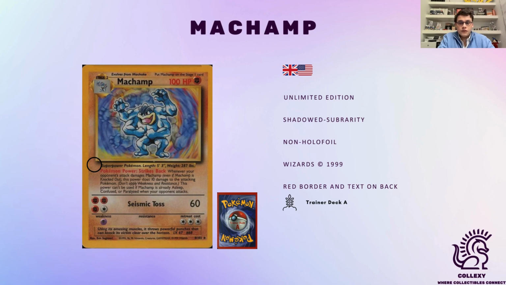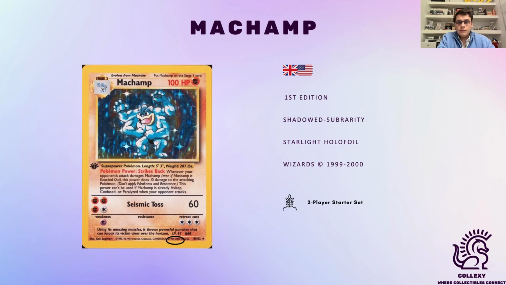Machamp, as we mentioned earlier, was only available in a first edition format. However, there is one unlimited Machamp available, which was distributed in the Trainer Deck A. This was the only unlimited edition Machamp, distributed in Shadowed subrarity and without a holofoil. So it has neither a Starlight Holofoil treatment nor a Cosmos Holofoil treatment. Aside from the lack of any holofoil and the lack of the first edition stamp, another way to distinguish this variation from other variations is the red border and the red text which says Trainer Deck A on the back of the card.